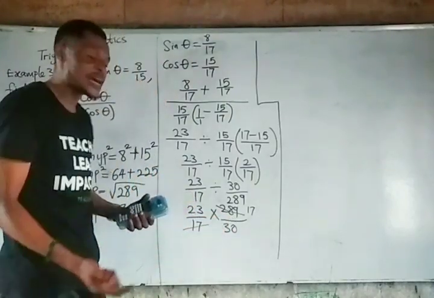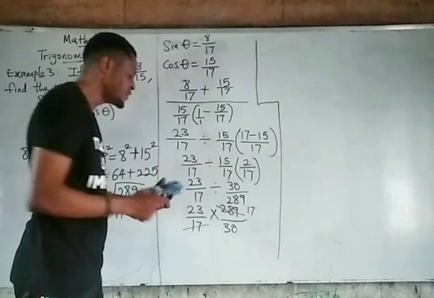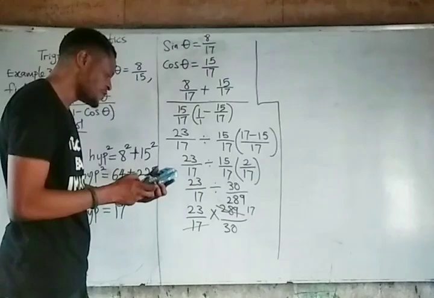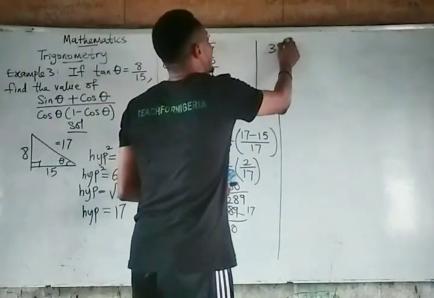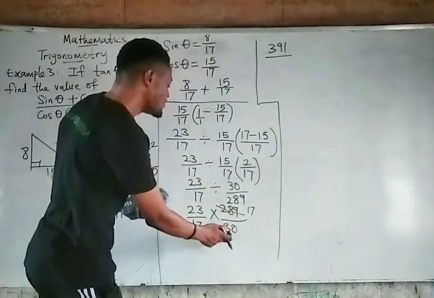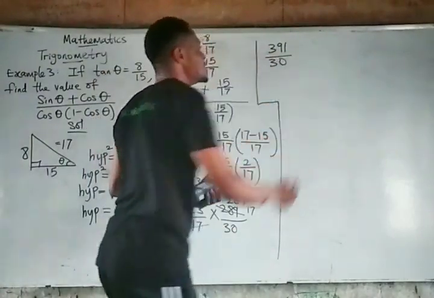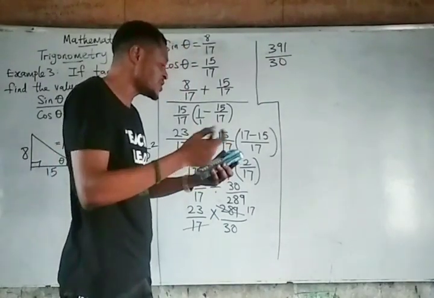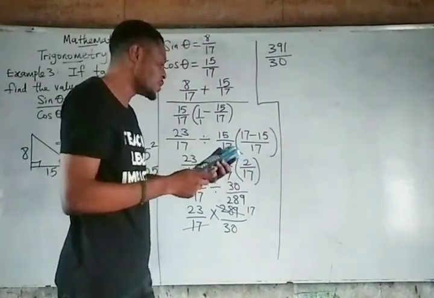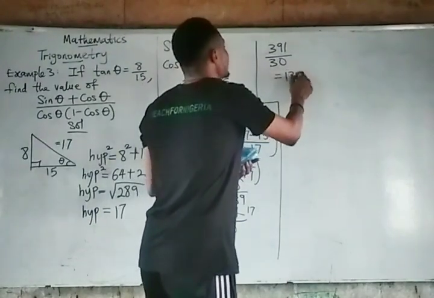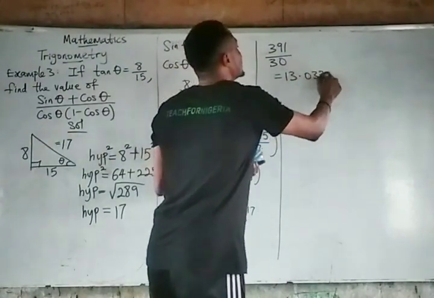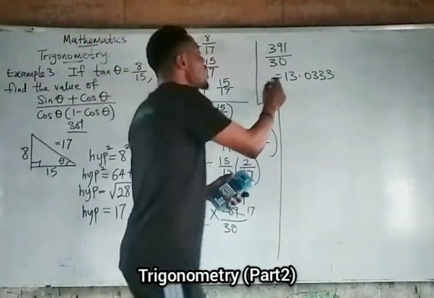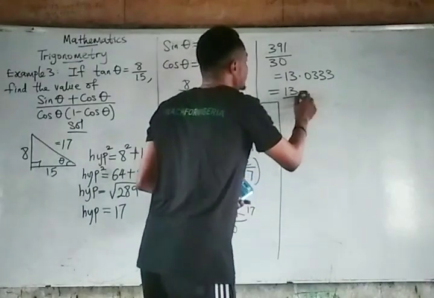23 cannot go in 30. So let's try to multiply 23 and 17 together. So 17 multiplied by 23 will give us 391. All over, we now have the denominator to be 30. From here, nothing can go in the 2 from what we have here. So let's just divide it by 30, and we are left with 13.0333 and many more digits. So rounding this up to the nearest whole number will leave us with 13.